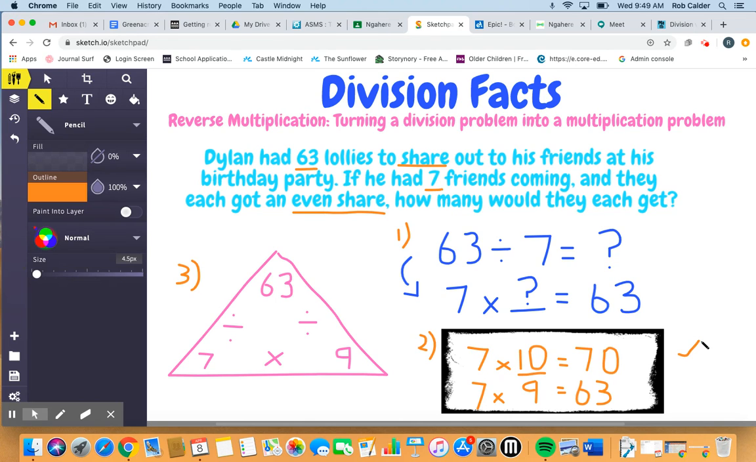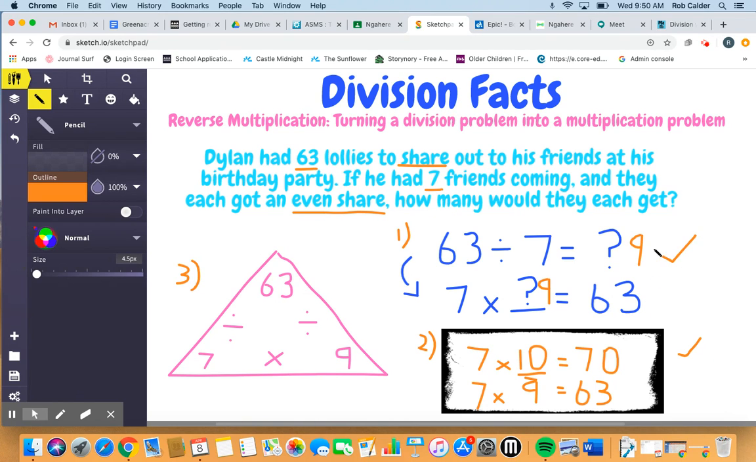Now, 70 is very close to 63. And then I might say to them, all right, well, does that mean that my answer is going to be higher or lower than 10? And they'll say, oh, well, it's going to have to be lower. From there, I get them to work out how many lots of 7 do they have to go down. And hopefully they'll see that they only need to go down 1 lot of 7, which means that 7 times 9 is going to be 63. So if I replace this with a 9 in there, it also means I'm replacing this question mark with a 9. 63 divided by 7 equals 9 because 7 times 9 equals 63.